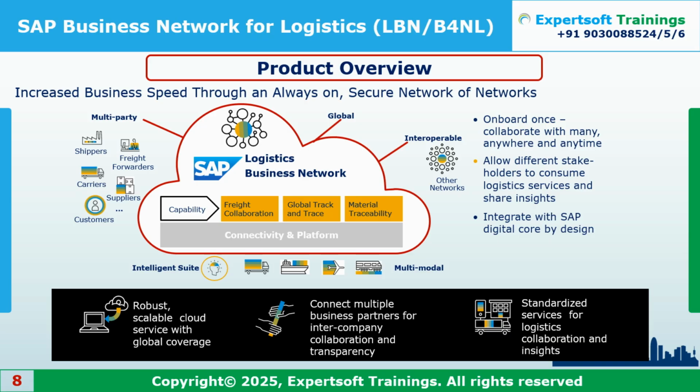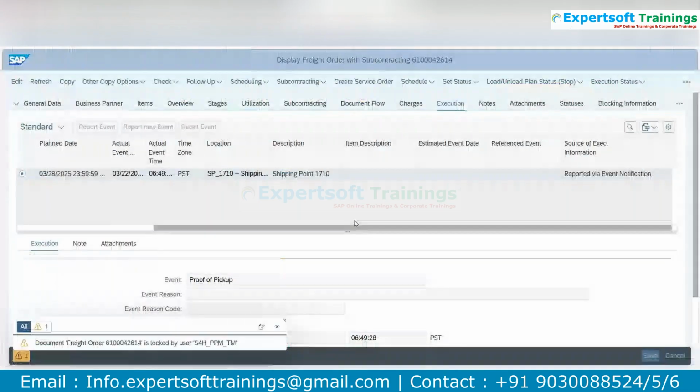So when we buy the LBN license, we have to buy all the three. Yes, you have to tick mark what you are subscribing. So the GTT link you showed, that means, because you said inside freight collaboration also we can trigger track and trace. Yes, within freight collaboration also, you're right.